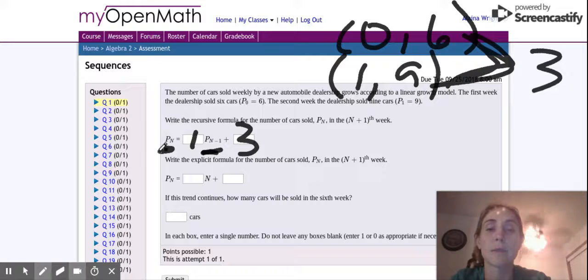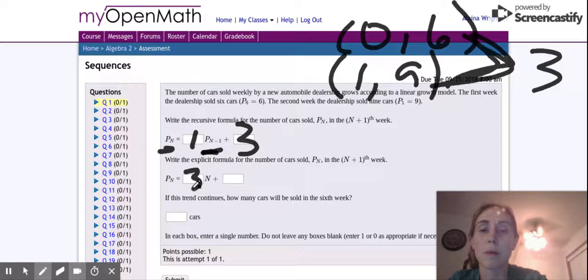To write this explicitly, what it is that we're repetitively adding by becomes the slope of the equation. And then we have our y-intercept. What is it when x, or n, is 0? That would be 6.